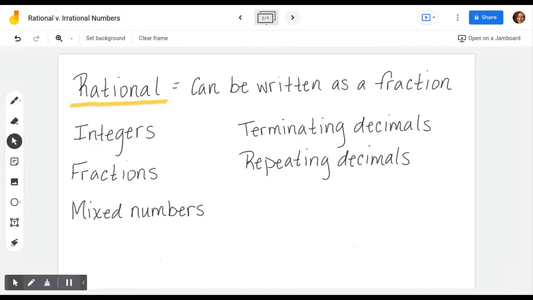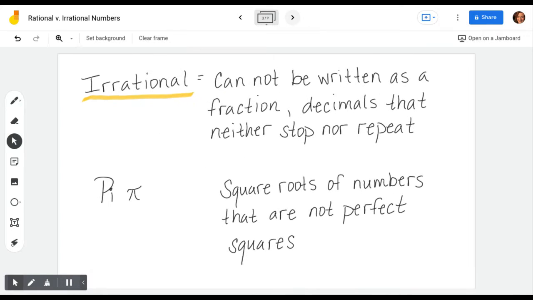Now, with fractions and decimals, obviously a fraction can be written as a fraction since it already is. So those are rational. Mixed numbers, those go along with fractions. Those are rational. On your decimals, if they terminate, that means they stop. Terminating decimals, we've learned how to change to fractions, so those are rational. And we've also talked about how to change repeating decimals to fractions. Those are rational. So a lot more really will be rational than irrational in these problems.